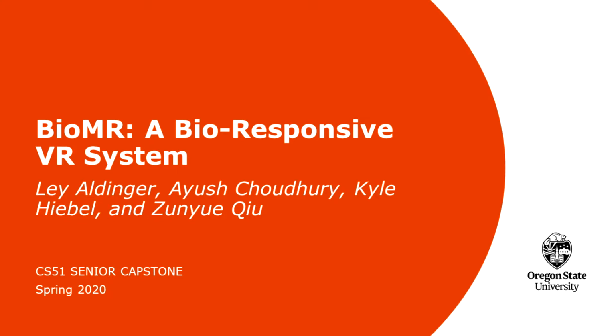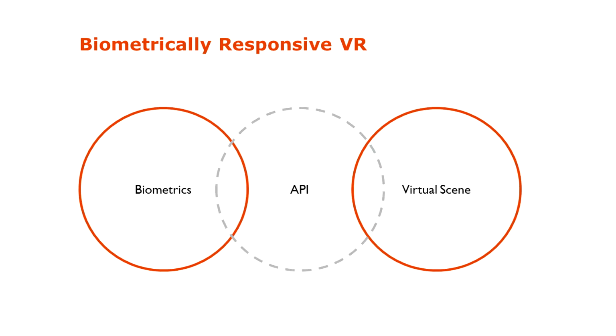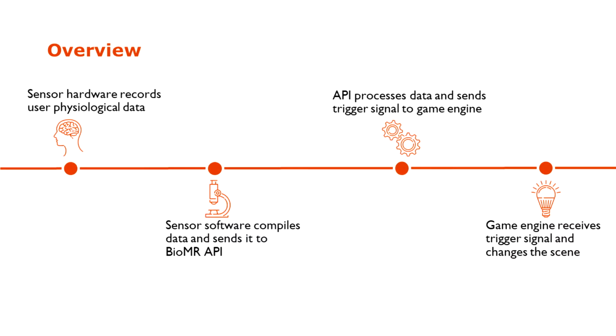Welcome to BioMR, a bioresponsive VR system. BioMR consists of three components: biometric data, an application programming interface, and a virtual reality scene. The system works as follows.